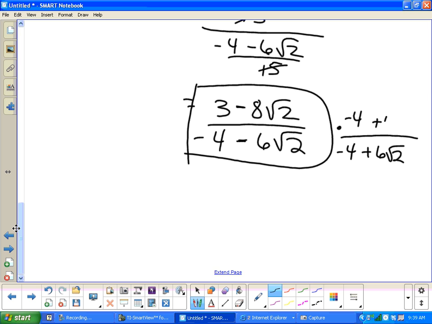Do the same thing on the numerator. Pull it on the top. Just first and last on the bottom. All right, so help me pull it out. First, negative 12. Okay. And then 4 times, I'm sorry, that's okay. All right, and then 3 times 6 square root of 2 would be 18 square root of 2. All right, negative 8 square root of 2 times negative 4 would be positive 32 square root of 2.